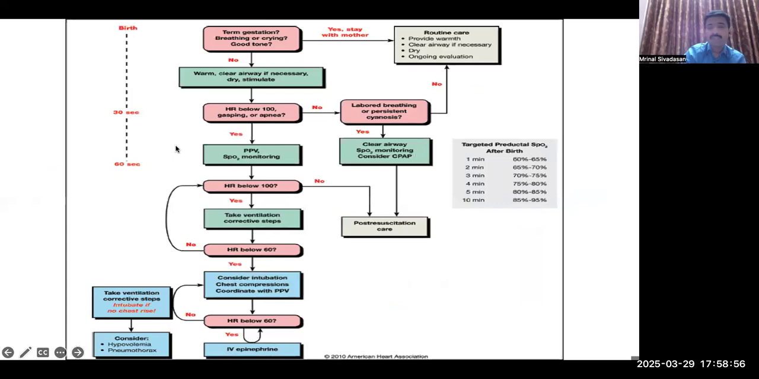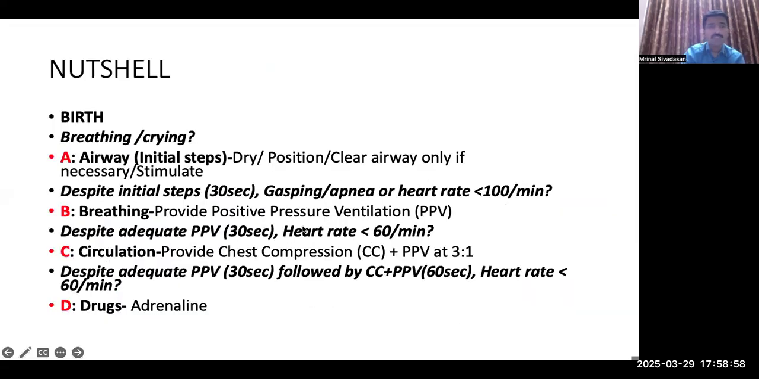This is a simplified algorithm which I have already shown you. This is the NRP nutshell. Again, I am reiterating, there are only 4 steps. If the baby is not breathing, then you go for the initial step, where you dry and stimulate, clear the airway and position. After 30 seconds of the initial step, if the baby is not breathing, go for positive pressure ventilation or give breaths.